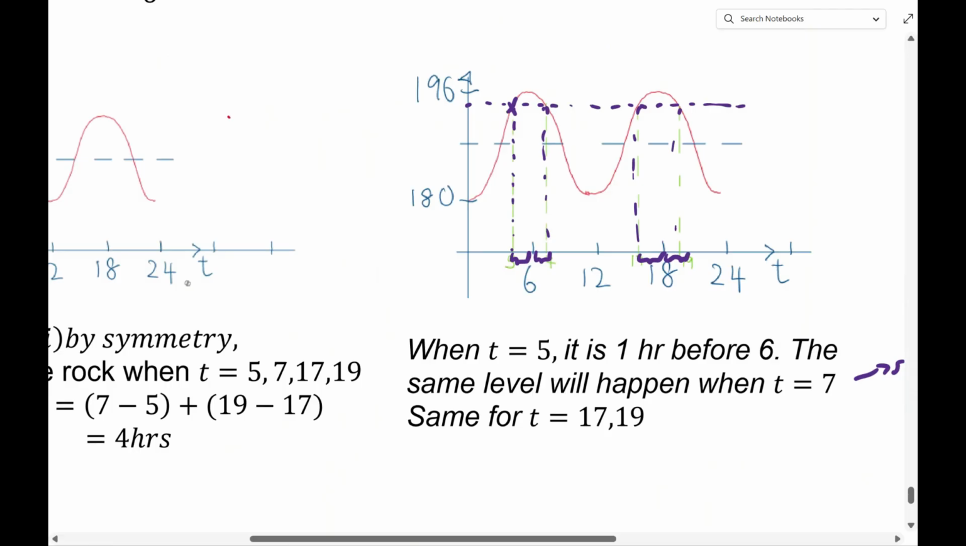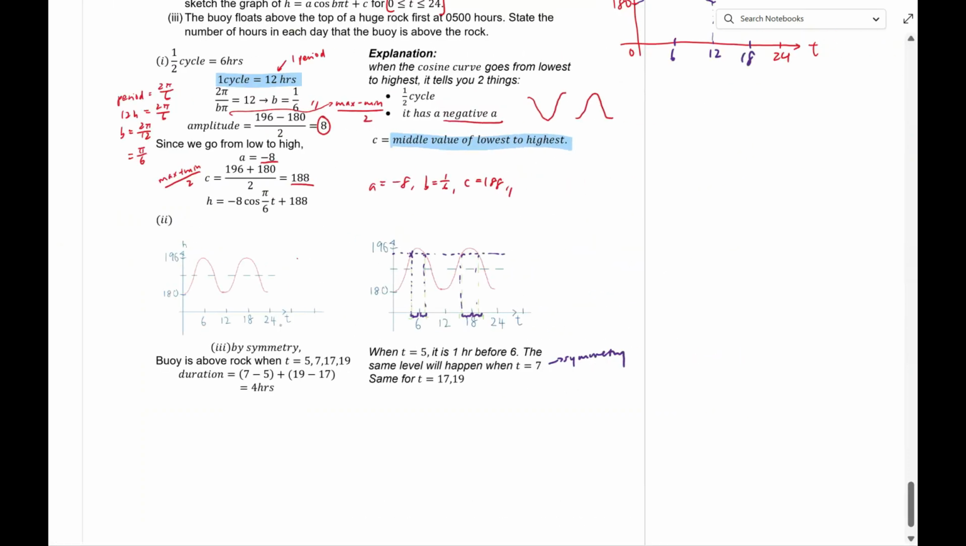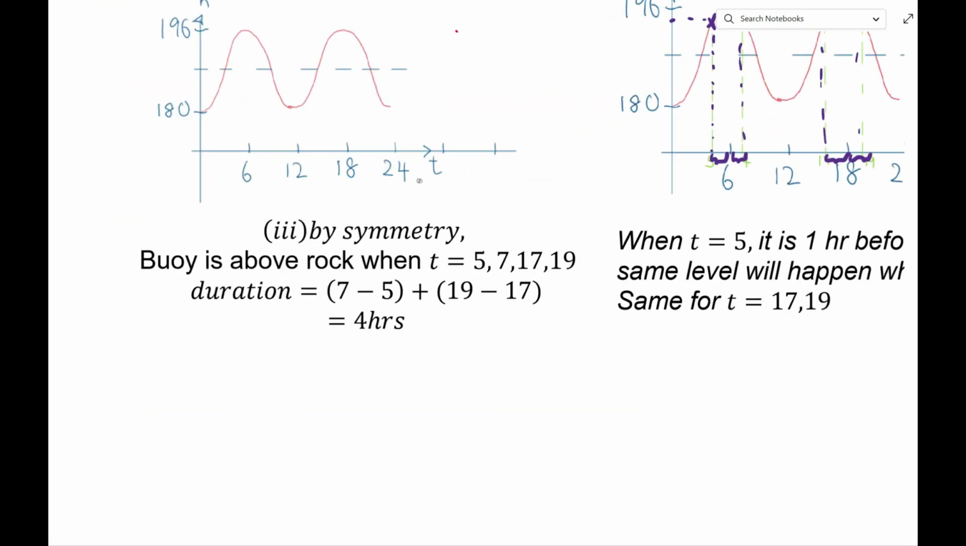Therefore, this height is achieved when t equals 5, 7, 17, and 19. And we can now find the duration that the boy is above the rock. So duration is just represented by this whole distance plus this whole distance. That's why it's 7 minus 5 plus 19 minus 17, which is 4 hours.